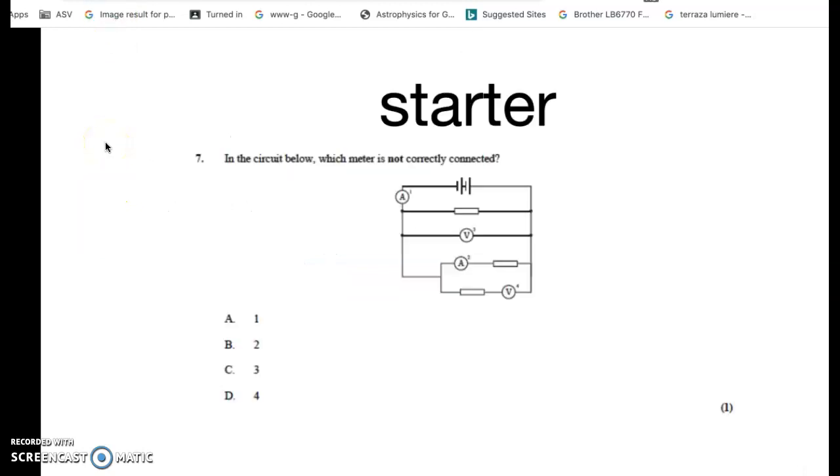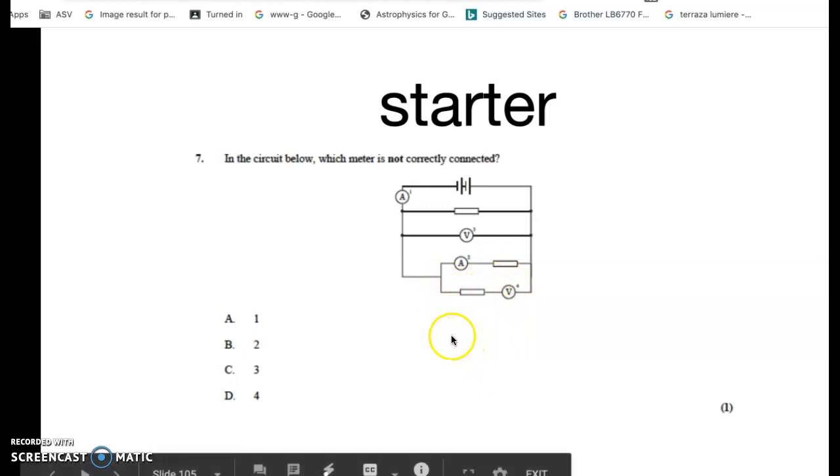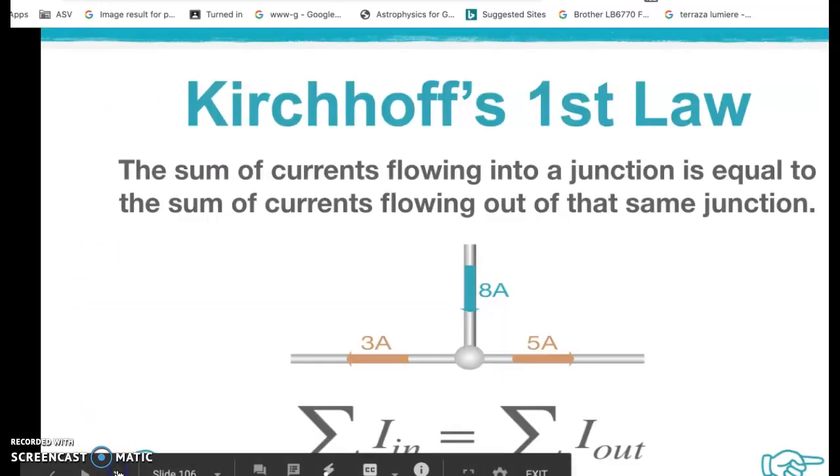Here's a quick warm-up. Have a look at this circuit and see if you can figure out which meter is not connected as it should be. Stop the video and have a go. Hopefully you can see that this voltmeter is completely in the wrong place. It should be in parallel. I assume that it is trying to find the potential difference across this resistor, so it should be in parallel. So the answer is 4. Well done if you got that.